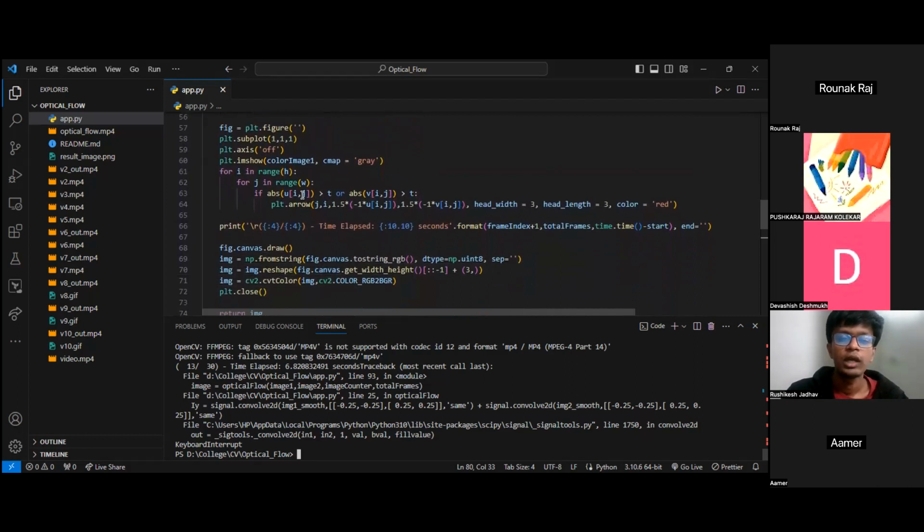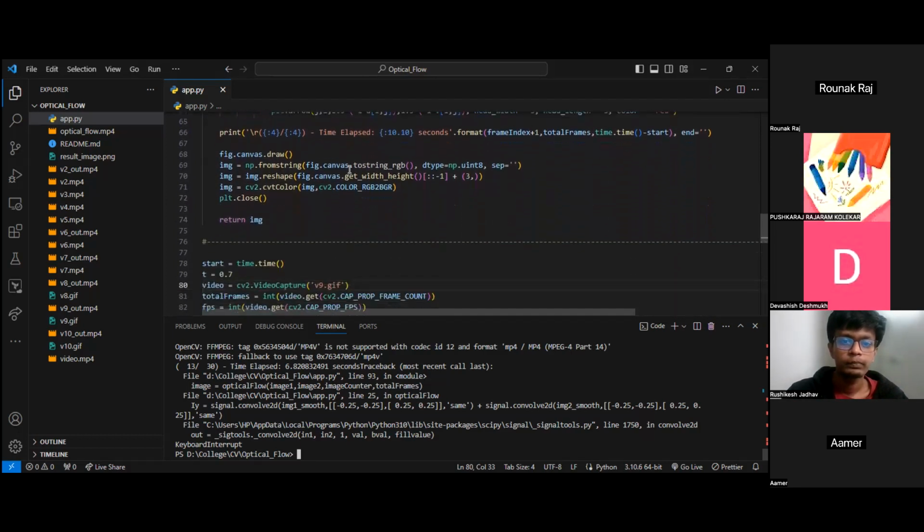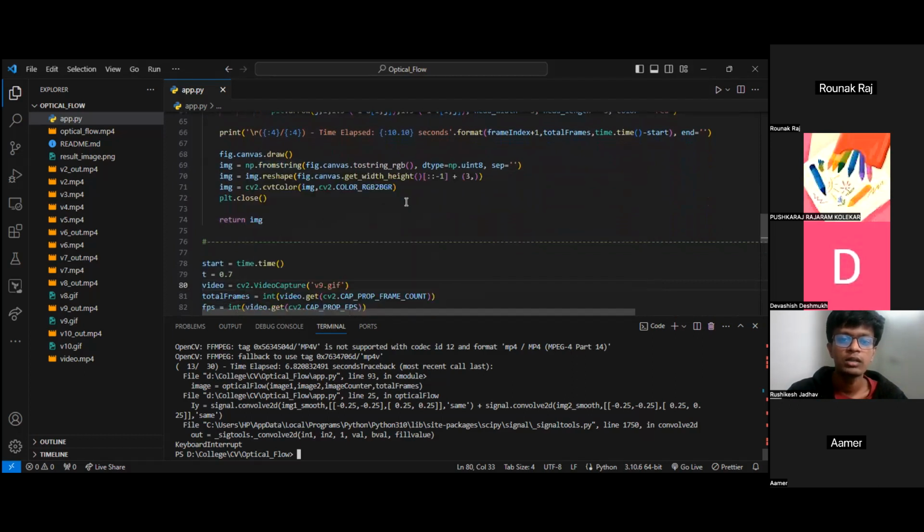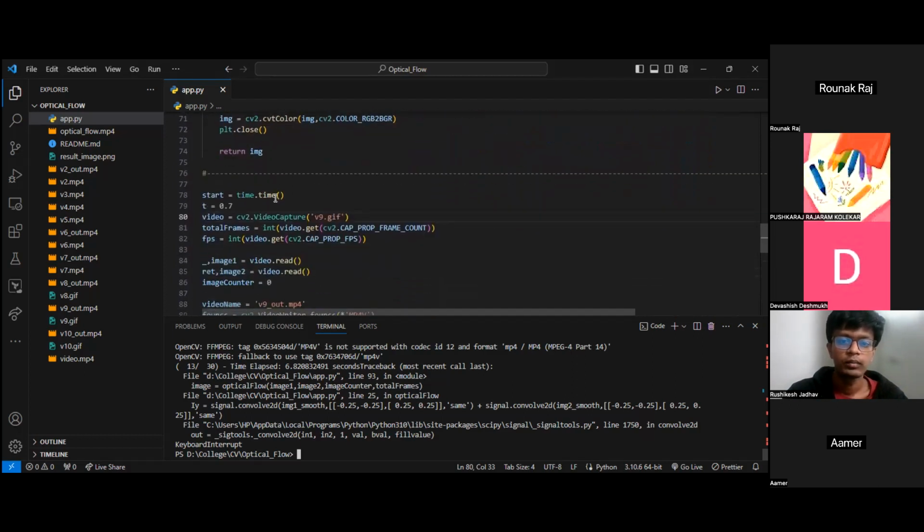So for every frame, we will be checking if the horizontal or vertical displacements are above a particular threshold. If they are above the particular threshold, then we will be showing the displacement using an arrow. This is the function which we will use to plot the arrows. And after that, we will again convert the image to RGB and just return the image.